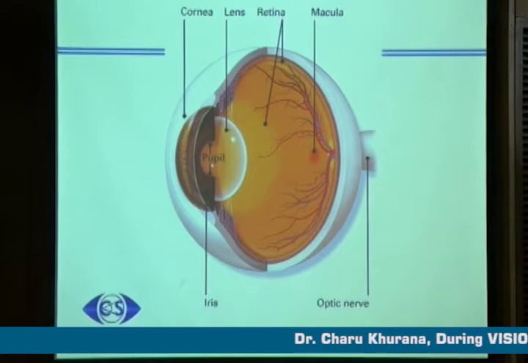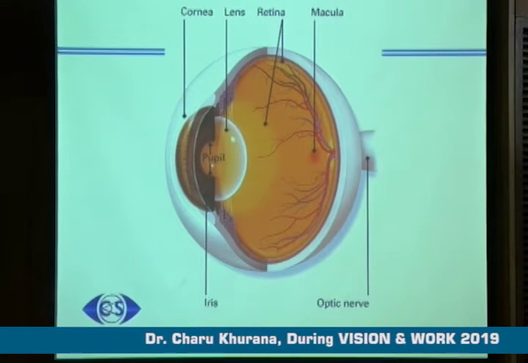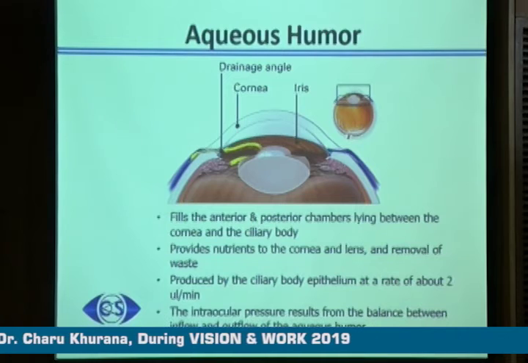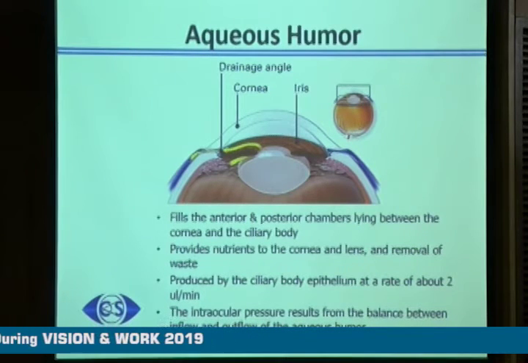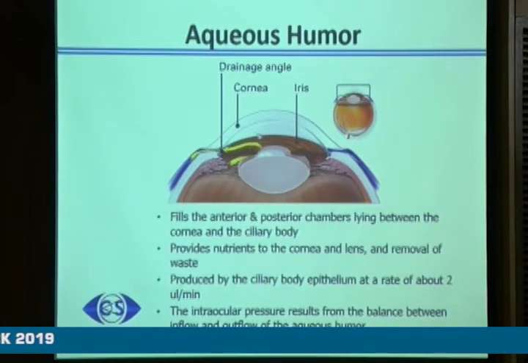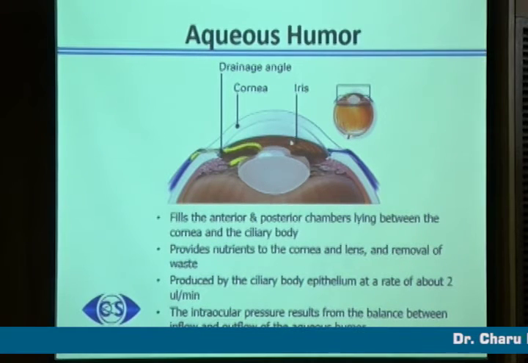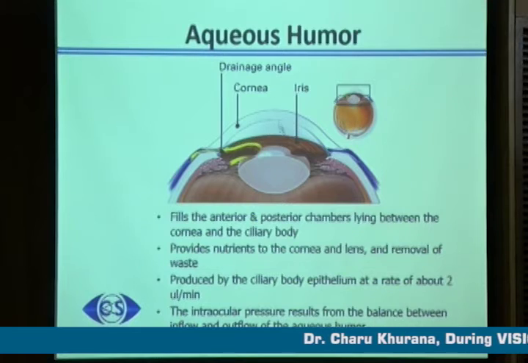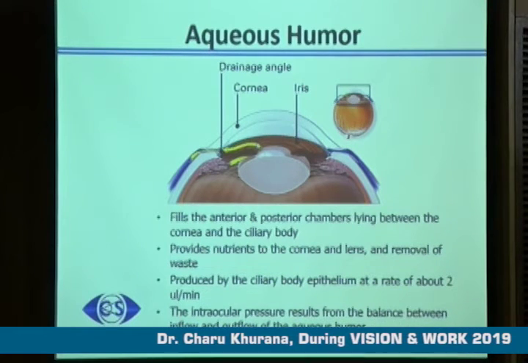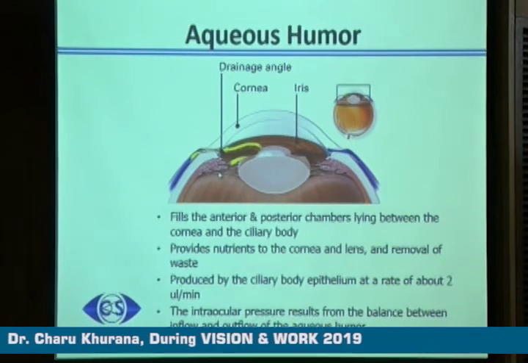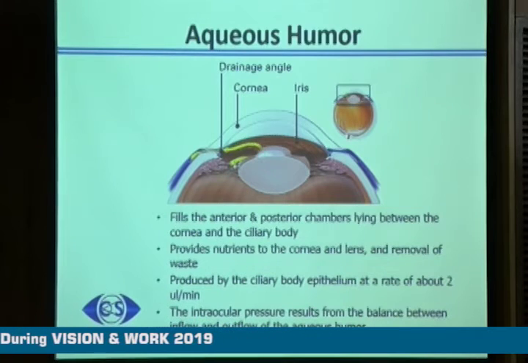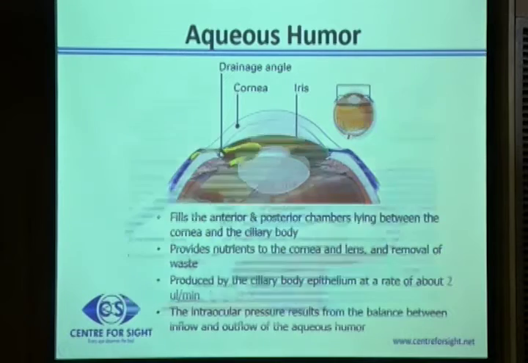Between the lens and the cornea, we have the anterior chamber, which is filled with the clear fluid called the aqueous humor. So this aqueous humor is a clear fluid lying between the cornea and the iris, and it provides nutrition to the cornea and the lens, removing waste products. This is secreted by the ciliary epithelium, and this is how the aqueous flows from the posterior chamber into the anterior chamber and then flows out.